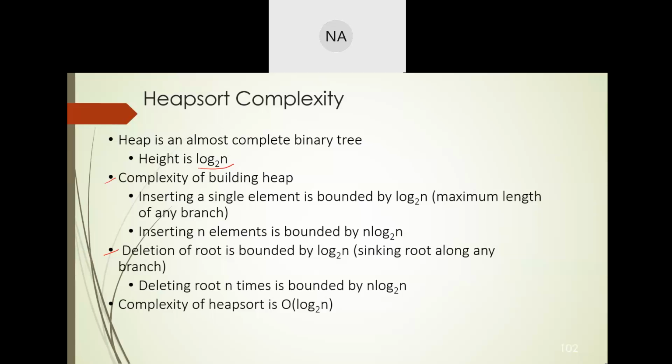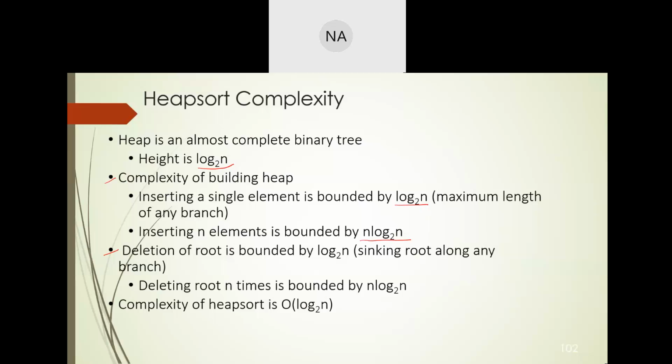So it may traverse up along any branch of the heap, and the maximum number of nodes in any branch of the heap is bounded by log n base 2, because the height of the heap is log n. So the number of comparisons for inserting a single element is bounded by log n. Since you have to insert n elements, it will be bounded by n log n base 2. So the complexity of the first step, building the heap, is order of n log n.